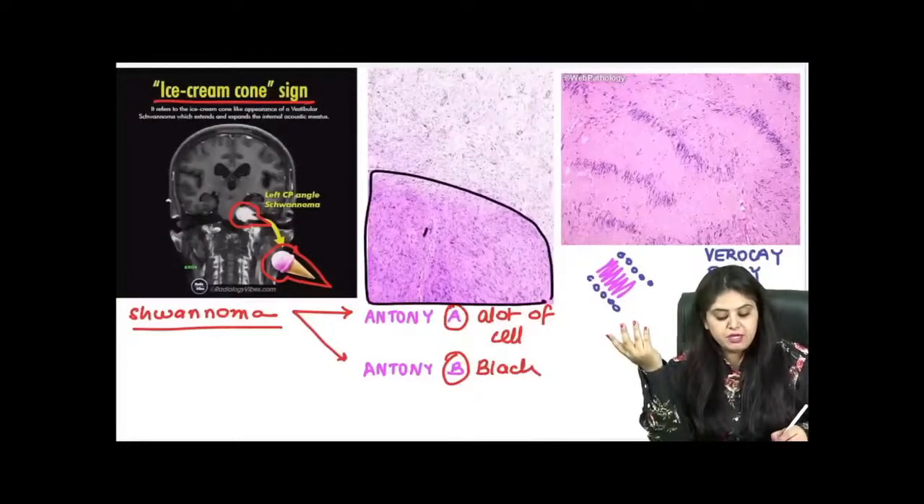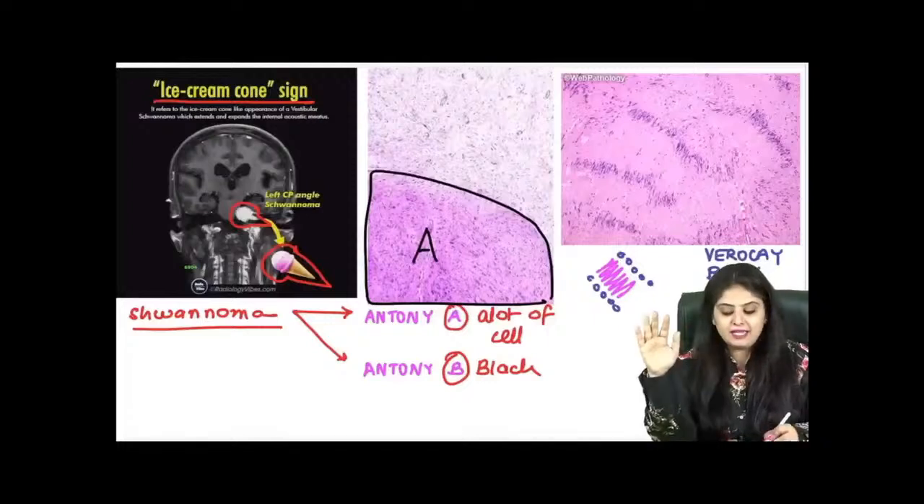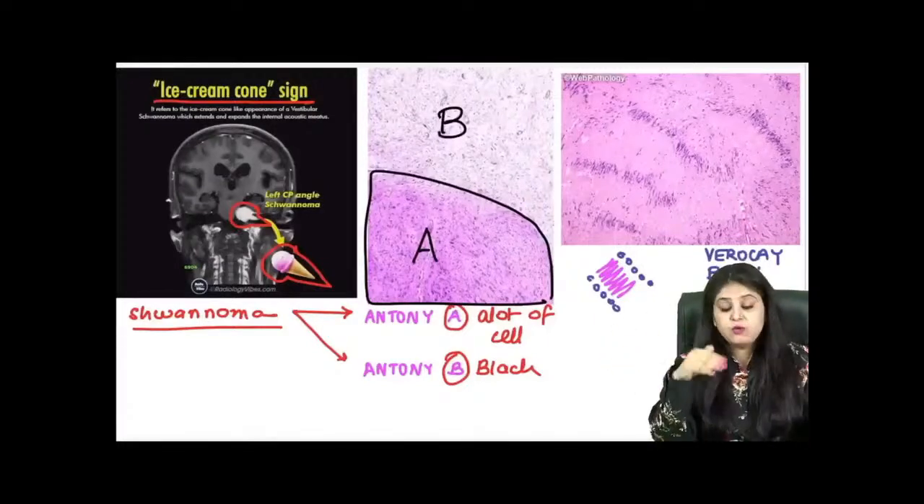Answer to it, I thought it was easy wala tha NF2, par ye har baar ka question hai, I had to discuss. So firstly, we have two syndromes. One is neurofibromatosis 2, one is 1 and one is 2. So NF1, NF2.